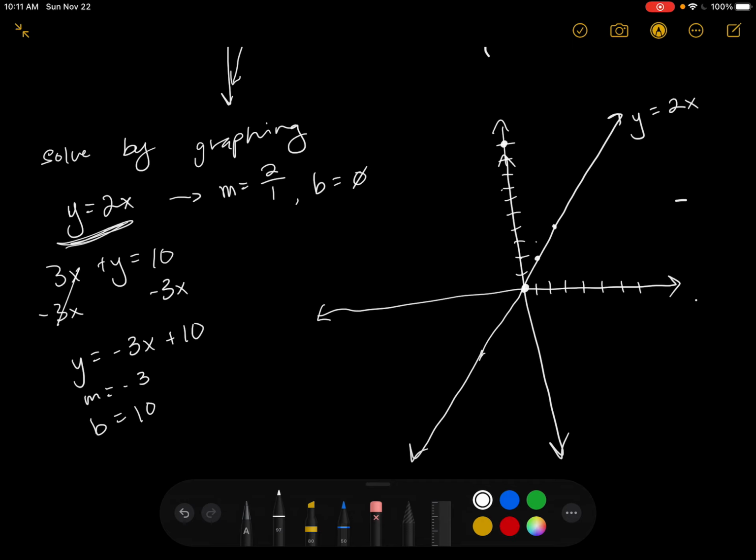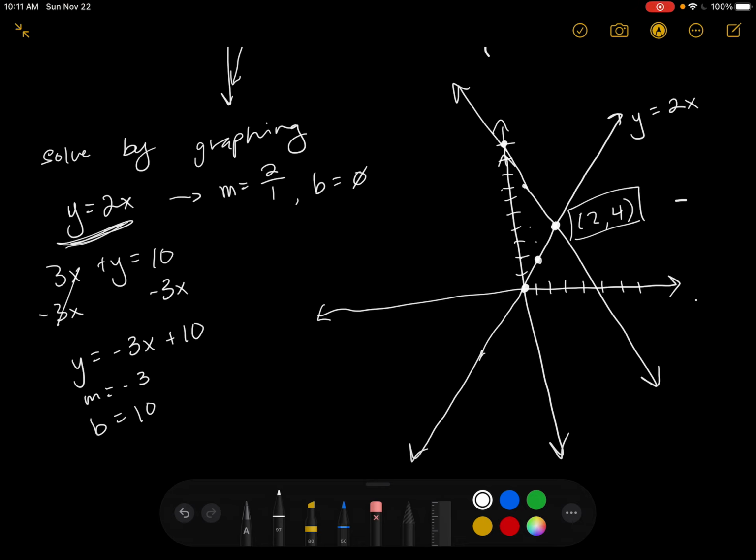Okay, down 3, right 1, down 3, right 1. There. I knew it had to actually intersect at a point. So (2, 4) is where these lines intersect.